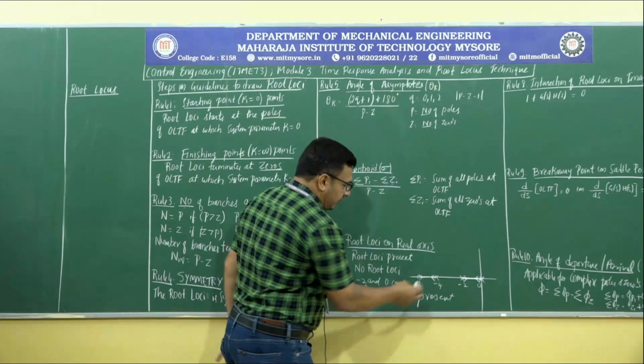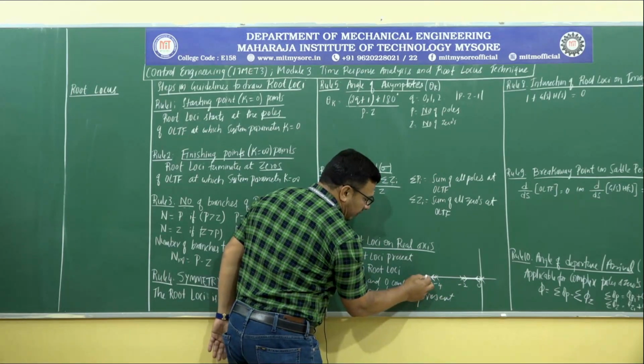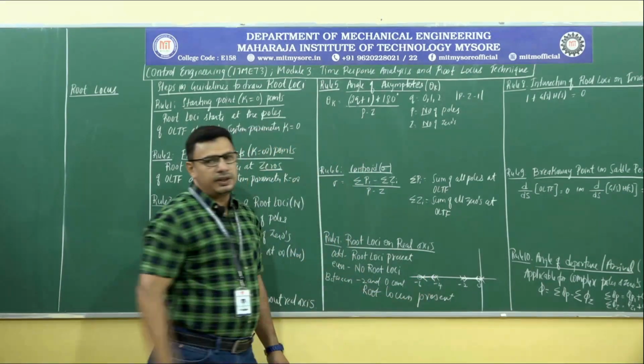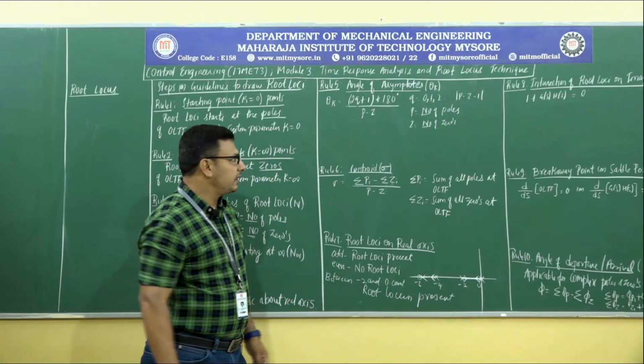Minus 4. Since this is a starting point, the arrow will be leaving the pole. Since this is a 0, the arrow will be towards the 0, so it will be terminating. Rule number 7 is that.